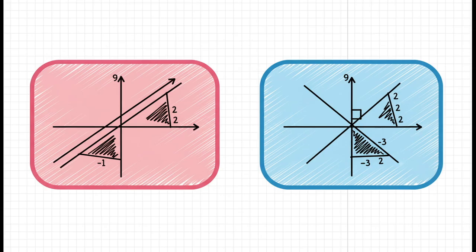Now, if they're perpendicular, they meet at a perfect 90-degree angle. And their gradients are negative reciprocals. All that means is you flip the fraction and you change the sign. So if you multiply them together, you'll always get -1.